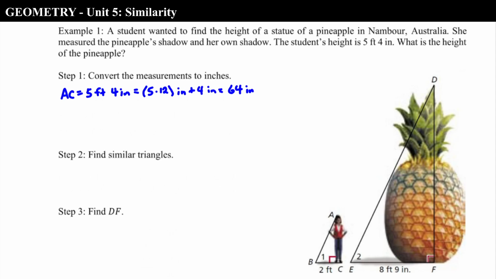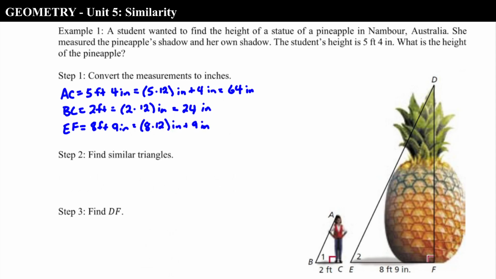Now let's take a look at the length of the shadow for the person. The length of the shadow of the person, which is BC, is 2 feet. If we multiply it by 12 inches per foot, we get 24 inches. And for the length of the pineapple shadow, that is 8 feet 9 inches. If we take 8 feet, multiply it by 12 inches, and add the additional 9 inches, that's going to give us 105 inches. So now everything is in the same units, inches.